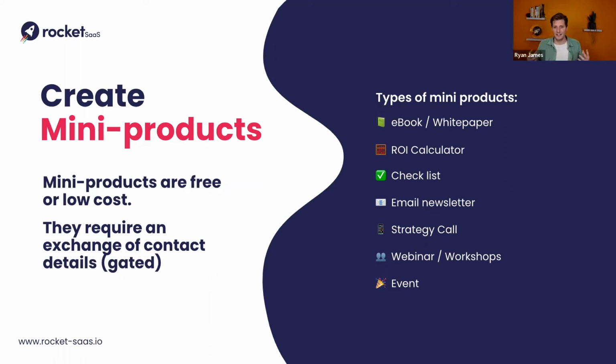If you're doing an ebook or a white paper, it needs to have some proper unique research gone into it. If you're doing a workshop or a strategy call, it needs to have really good insights. It needs to have maybe guest speakers. It just needs to be fantastic. That's why I've called it a mini product. It's like launching a new product. It's not something that can be quickly put together.